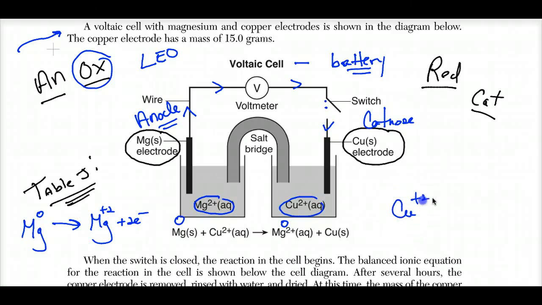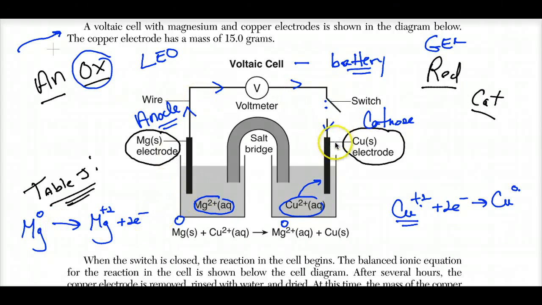Copper plus 2 is going to gain those 2 electrons that are sent through the wire and become copper solid. So this is reduction. Its charge is going down. It's gaining electrons. That's the Ger part. Okay, gaining electrons. Now, why am I doing this?